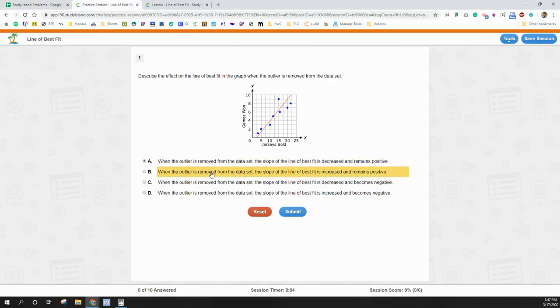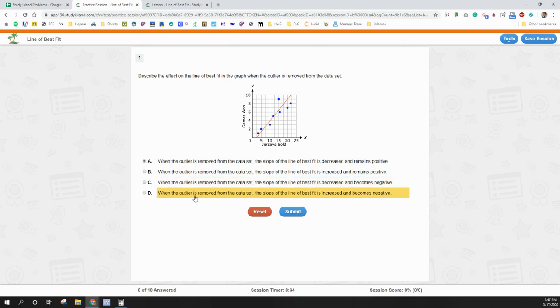B says when the outlier is removed from the data set, the slope of the line of best fit is increased and remains positive. Well, it certainly isn't going to be increased because that means it would be an even steeper line, which would not happen if we took this outlier away. C says when the outlier is removed from the data set, the slope of the line of best fit is decreased and becomes negative. Well, it's going to decrease, but for it to become negative, the line would have to slope from upper left to lower right. It certainly isn't going to affect it that much, so C is not right.